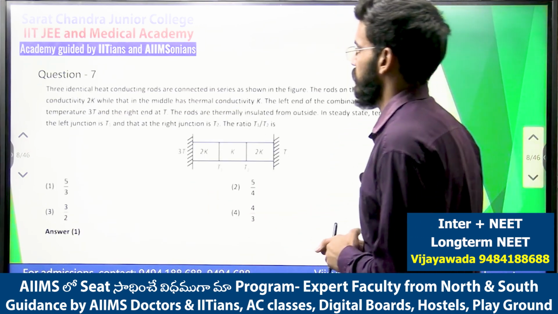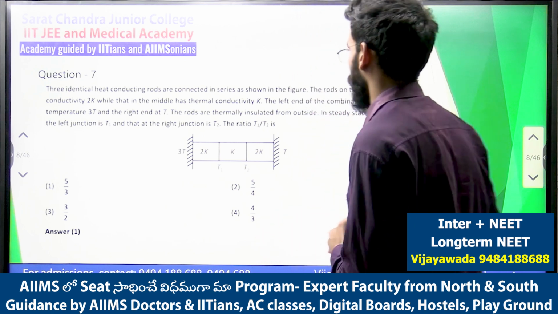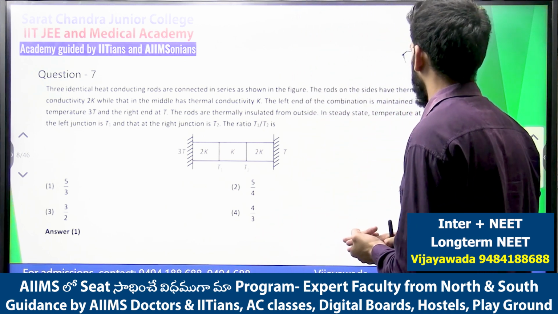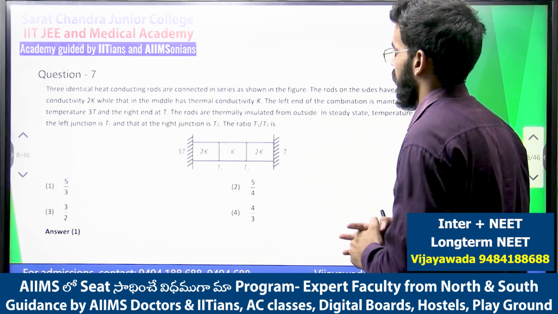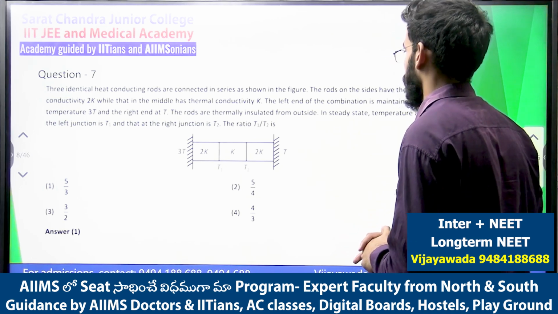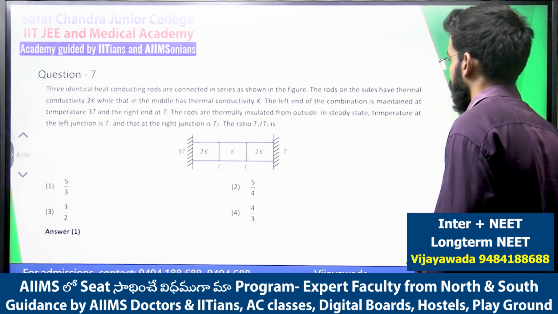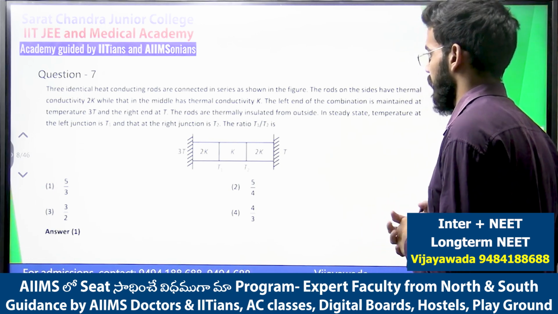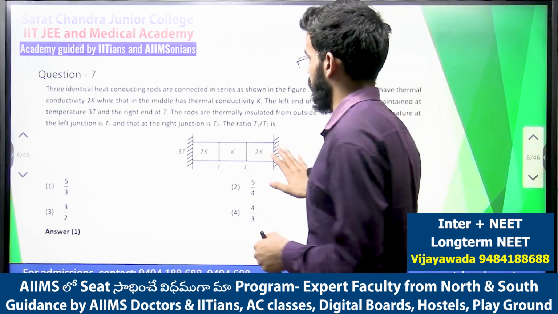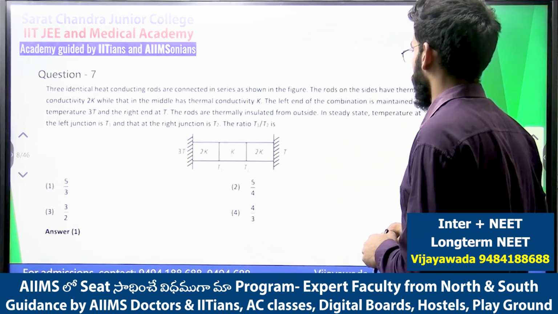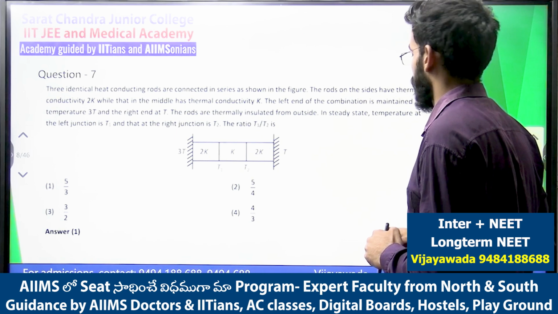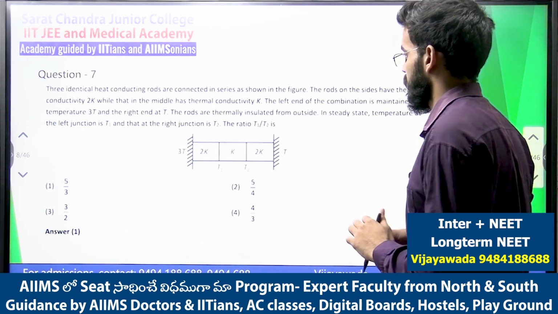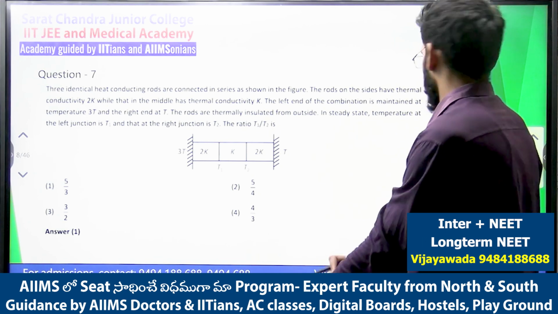Question number 7. Three identical heat conducting rods are connected in series as shown in the figure. The rods on the sides have thermal conductivity 2K, while that in the middle has thermal conductivity K. The left end of the combination is maintained at temperature 3T and the right end at T. The rods are thermally insulated from outside. In steady state the temperature at the left junction is T1 and that at the right junction is T2. So T1, T2 you have to find out.